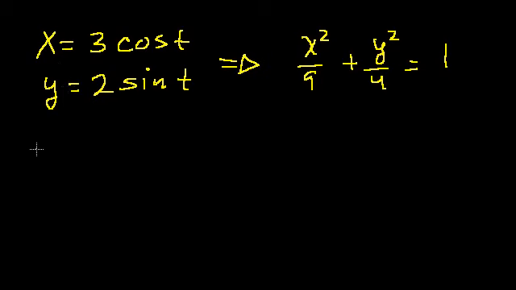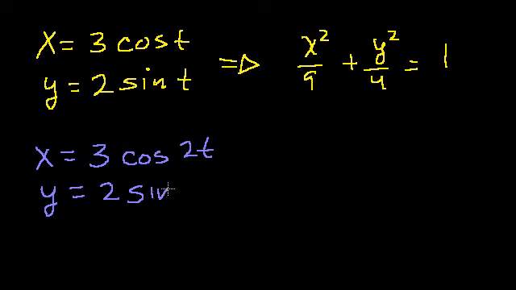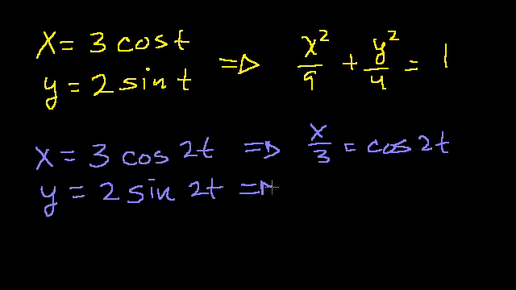So one could be x is equal to 3 cosine of 2t. And the other one is y is equal to 2 sine of 2t. Like we did in the last video, let's solve for cosine of 2t and sine of 2t. We just have to divide both sides of this top equation by 3. You get x over 3 is equal to cosine of 2t. Divide both sides of this equation by 2. You get y over 2 is equal to sine of 2t.